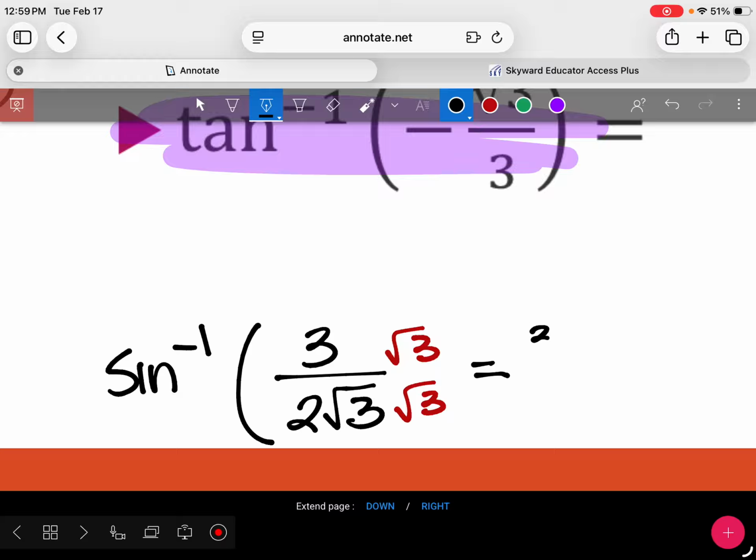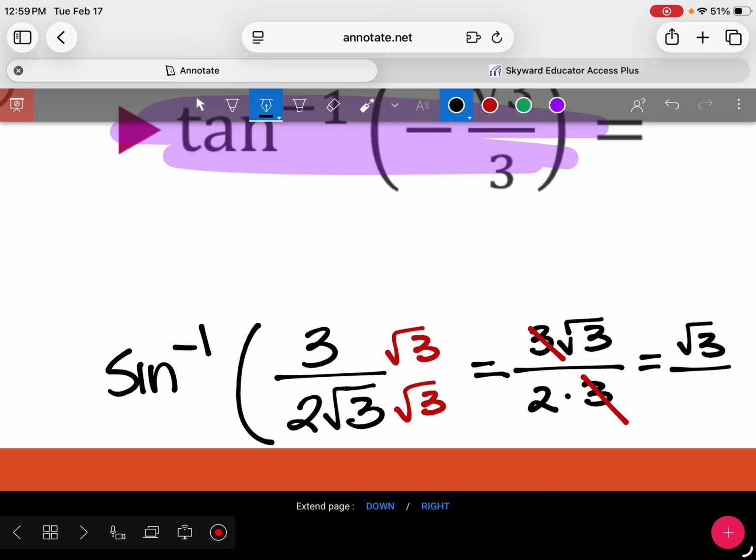And I would get 3√3 over 2 times 3. And this would cancel. And I would have the square root of 3 over 2. Now, if you don't need to do this, if you're like me and you can look at it and tell, you do not have to do this. You could just go straight here. But if you're not sure, go ahead and do it.